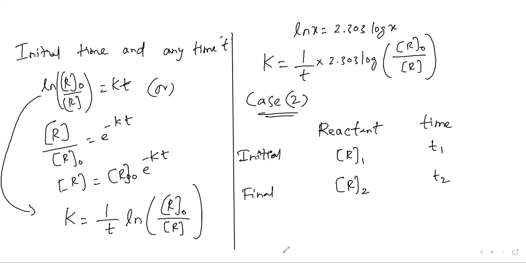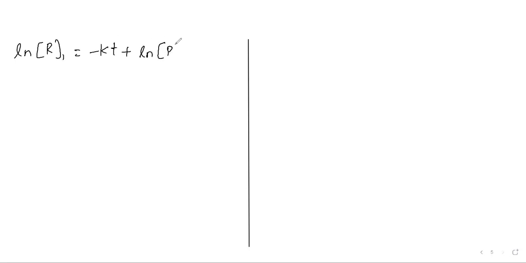For this one, we already know some equations, right? ln of R equals minus KT plus ln of R naught. When we substitute in this, what will we get? In place of R, if you take R1, then time will be T1. After substituting T1, R1 and T2, R2, you will get ln of R1 equals minus KT1 plus ln of R naught.